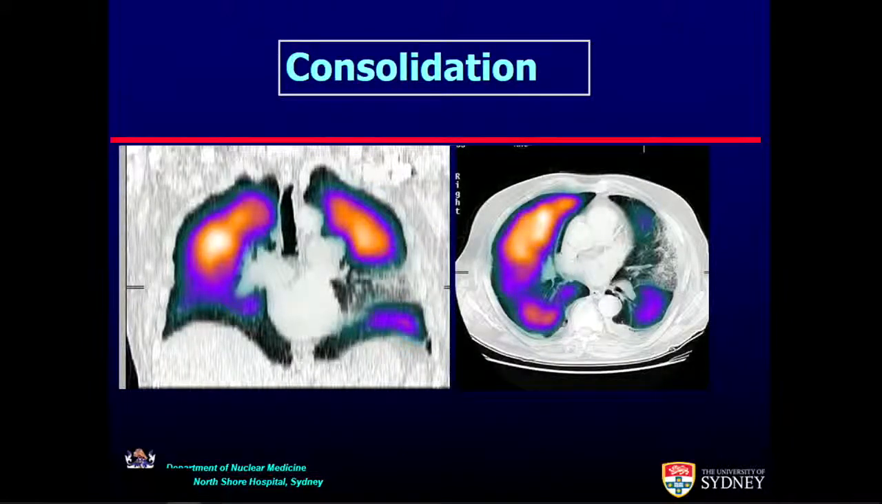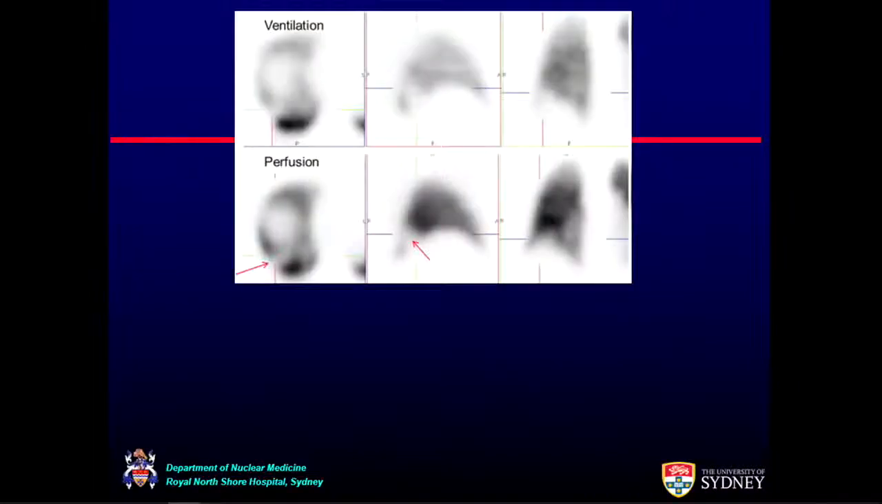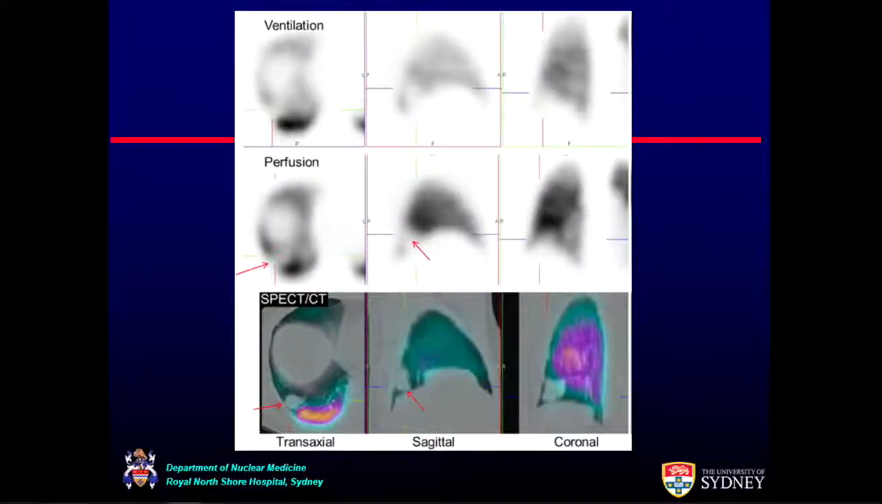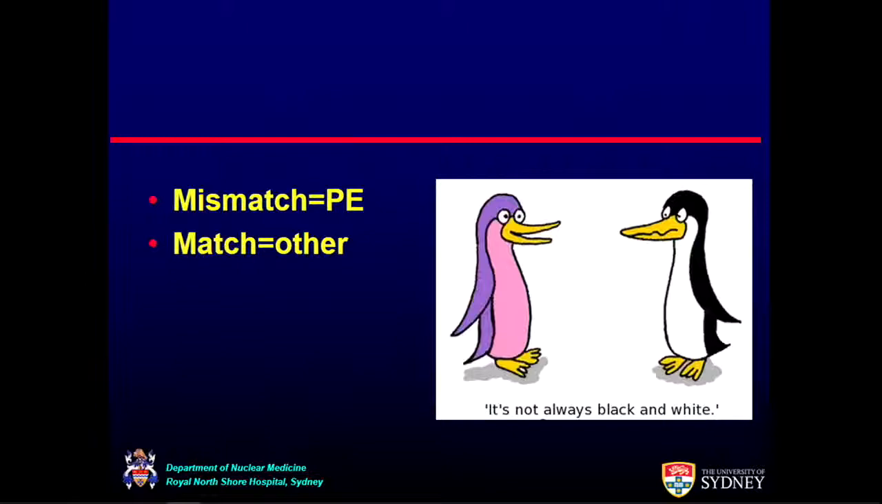Here are scans from our department, so consolidation, pulmonary infarct, mismatch down at the right base, match down at the right base, and you can see this was due to an area of consolidation that was not known about, wasn't seen on the chest X-ray. And look, in general, mismatch equals PE and matched equals other things, but as you know, in medicine and in life, it's not always that black and white.